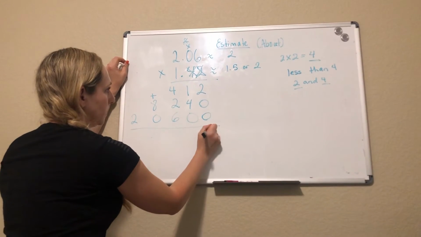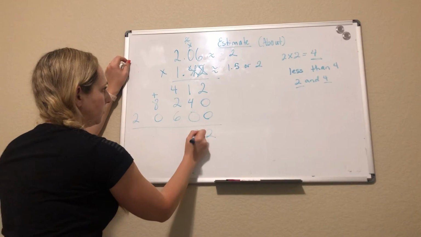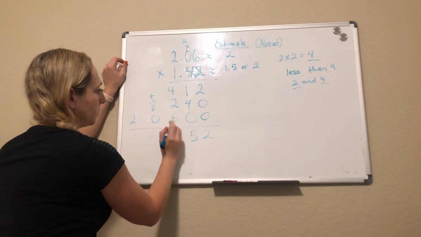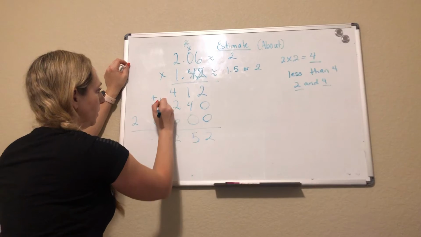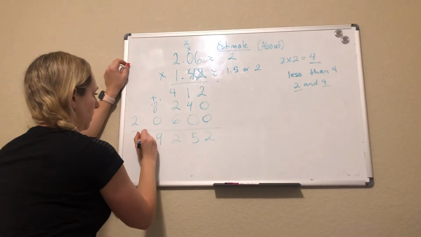2 plus 0 is 2. 1 plus 4 is 5. 4 plus 2 is 6. 6 plus 6 is 12. Now I have 1. 8 plus 1 is 9. And I have my 2.